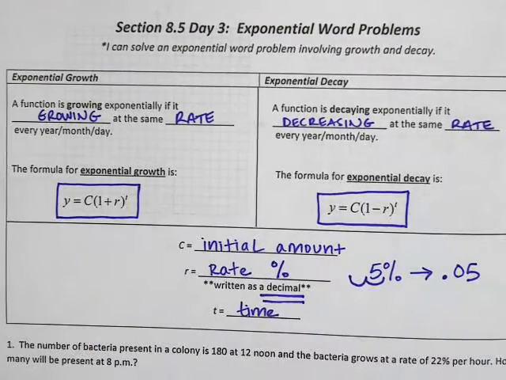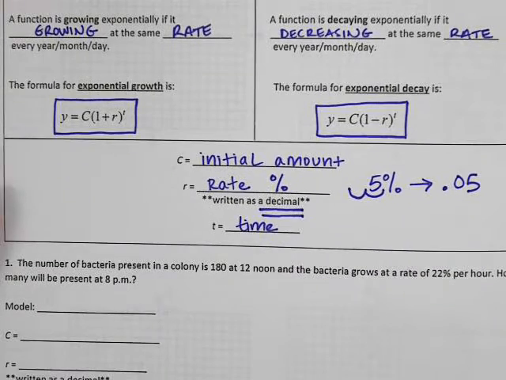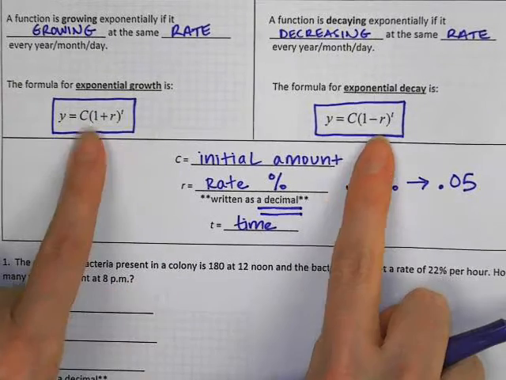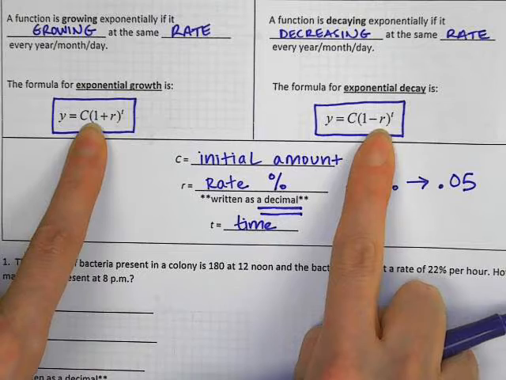That could be years, minutes, hours, days, seconds, weeks, whatever it is. So all you guys have to do is read the problem, figure out if it's a growth or a decay, and then just plug the numbers in and solve.